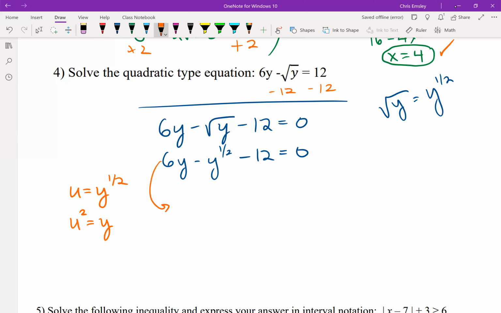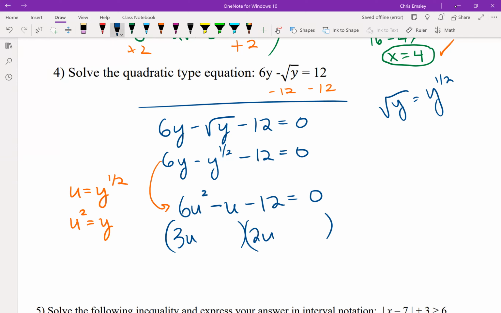This is equivalent to 6u squared minus u minus 12. And then there's something we can factor. 6u squared, let's try it out. How about 3u times 2u? 3 times 2 gives me the 6. And then 12, 3 times 4, 2 times 6. We kind of have to try and see what works for us. Let's try 4 times 3. And I think I hit it on the first try.